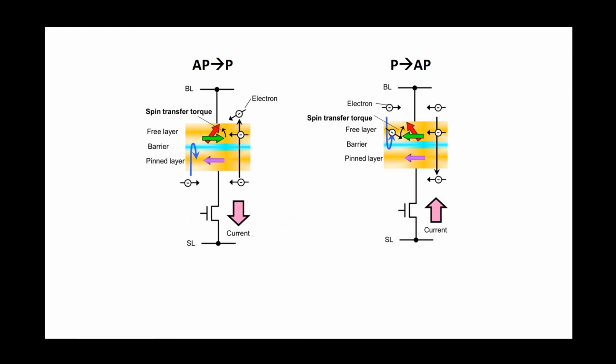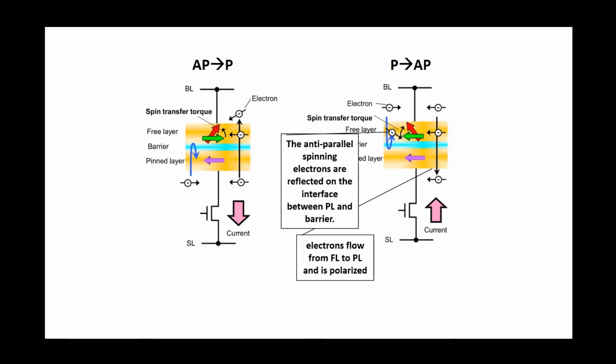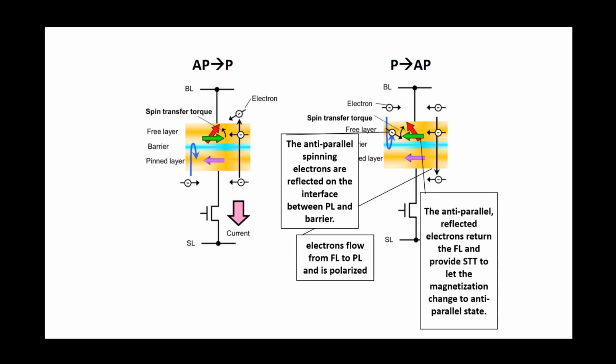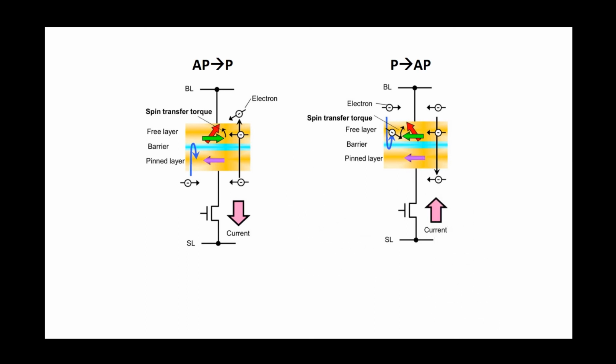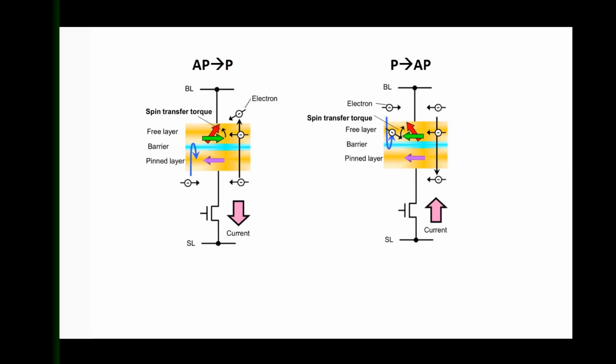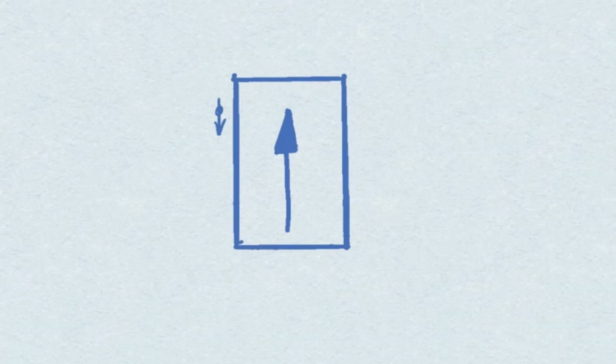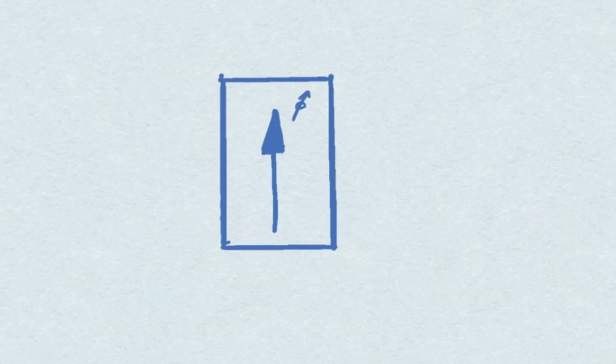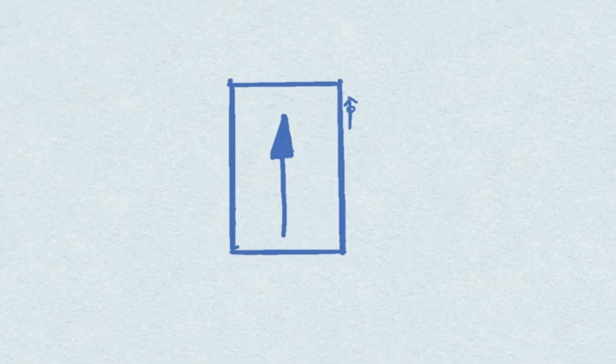In the other case, when we have to switch from parallel to anti-parallel configuration, the current is passed from the pinned to the free layer. The current is polarized in the free layer magnetization direction. But the minority anti-parallel spin electrons are reflected at the interface between the pinned layer and the barrier. The anti-parallel, reflected electrons return to the fixed layer and provide spin transfer torque to let the magnetization change to an anti-parallel state. As current flows through the layer of opposite polarization, electrons will change their spin, then the number of spin up and spin down will no longer be the same.